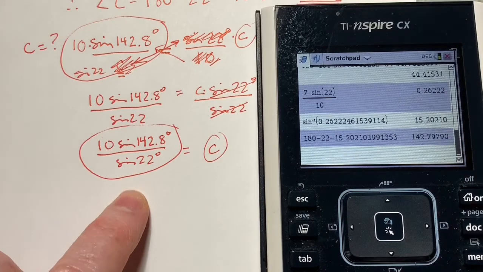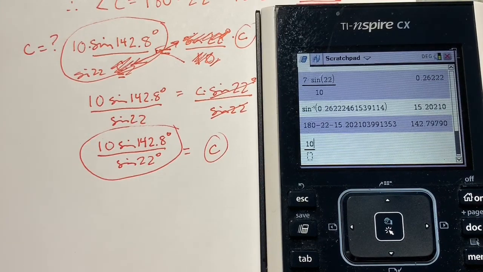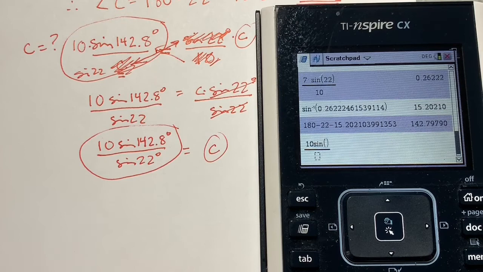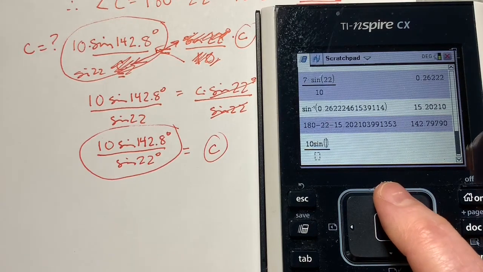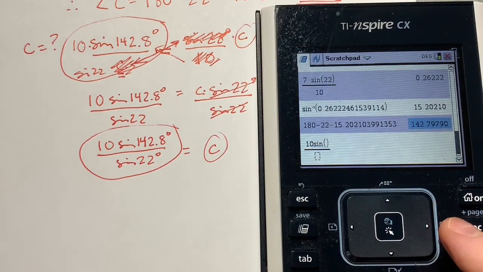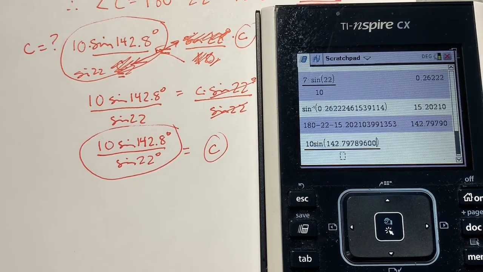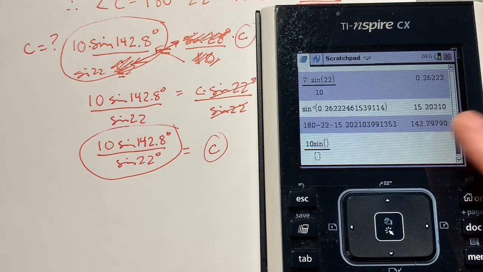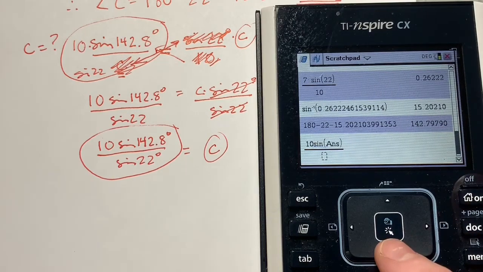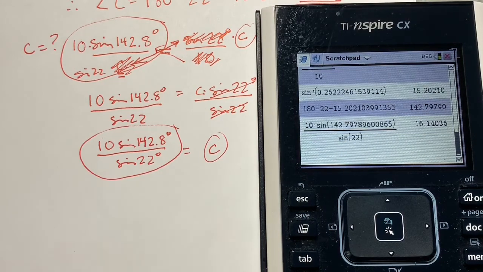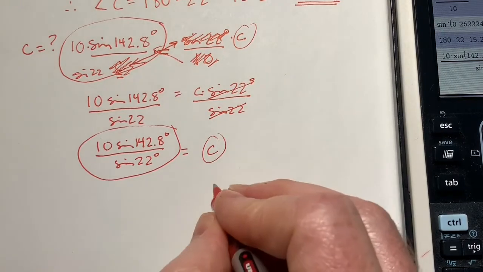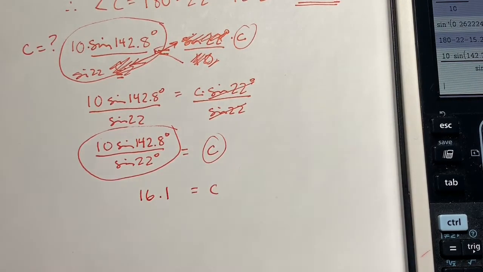So back with the Inspire, make a fraction, 10, trig, sine. I'm going to go up there and do the exact 142.7979, right? Or even better than that, since that's the last thing I did, I could go control answer, just pop it in there. And then on the bottom, I have sine of 22, trig, sine, and I can just plug the 22 in there since that was exact. And I hit enter, and there's my 16.1. So side C was 16.1 units.